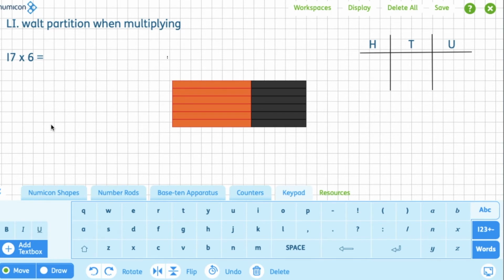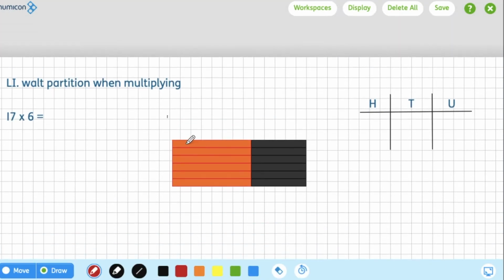Now I have a similar problem. I have 17 times 6. I've used rods here instead of counters because it's just a little bit easier to get it sorted. So what we have across the top here is a 17, okay, and then I have 1, 2, 3, 4, 5, 6, so 6 groups of 17.